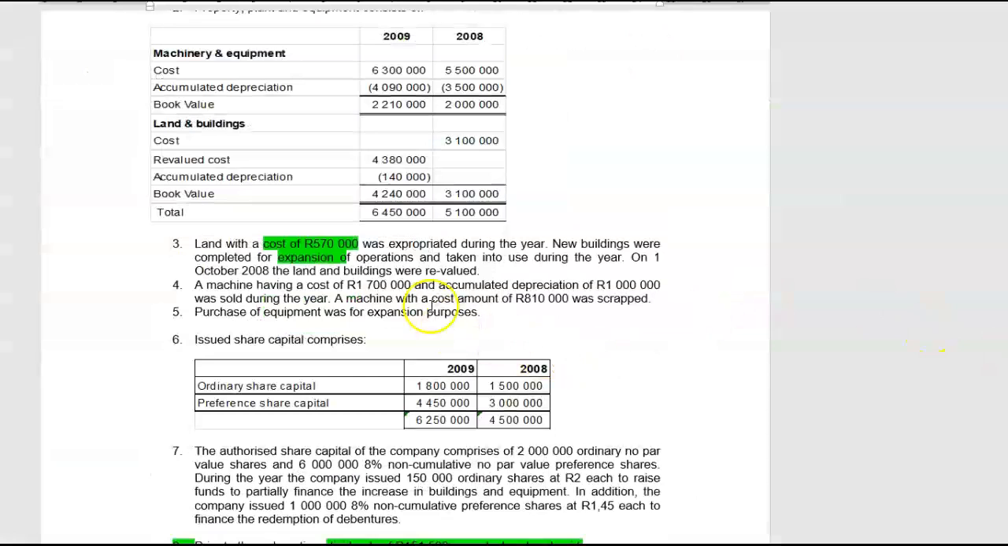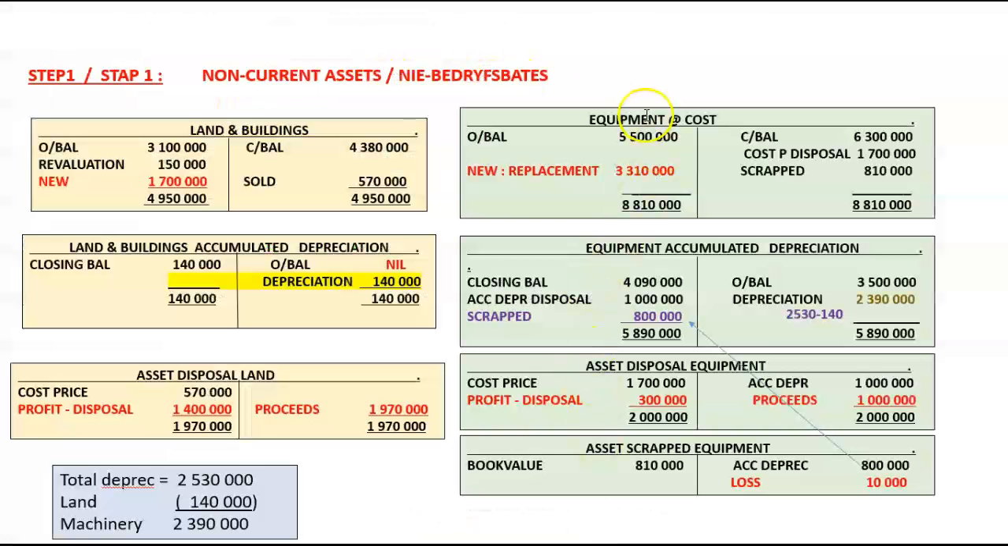Now for the machinery. The machine having a cost price and accumulated depreciation was sold during the year. The machine with a cost amounting to 810,000 was scrapped during the year. Purchase of equipment was for expansion purposes. Okay, machinery and equipment. We're going to do the cost price account. Opening balance 5.5 million, closing balance 6.3 million. Our accumulated depreciation account. Opening balance 3.5 million, closing balance 4,090,000. So there it is. Equipment at cost, opening balance, closing balance. Accumulated depreciation, opening balance, closing balance.